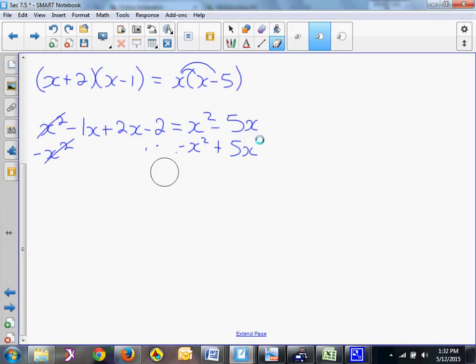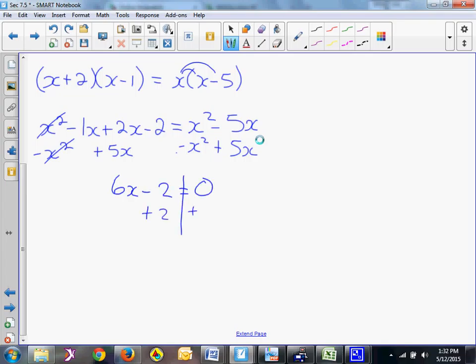So I'm going to move this over here. I needed to add 5x. So what I'm really getting is negative 1x plus 2x plus 5x. Let's just see what that is. Negative 1 plus 2 is 1, plus 5 is 6. So I get 6x minus 2 equals 0. So I'm going to add 2 to both sides. I get 6x is equal to 2. Divide by 6. When I do that, I get the reduced fraction of 1/3.